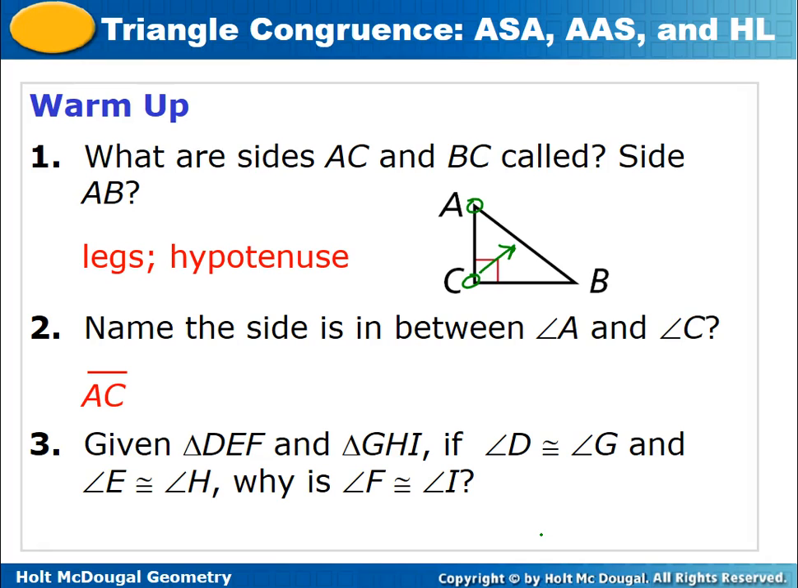Number 3 down here says, given triangle DEF and triangle GHI, if D is congruent to G and E is congruent to H, what is true of angle F and I? This is another question that was on the quiz, and this is the third angles theorem. Remember, if 2 angles of one triangle are congruent to 2 angles in another triangle, then the third angles have to be congruent. And let me say again, the triangle sum theorem is used in one triangle. The third angles theorem is used when you have 2 triangles.